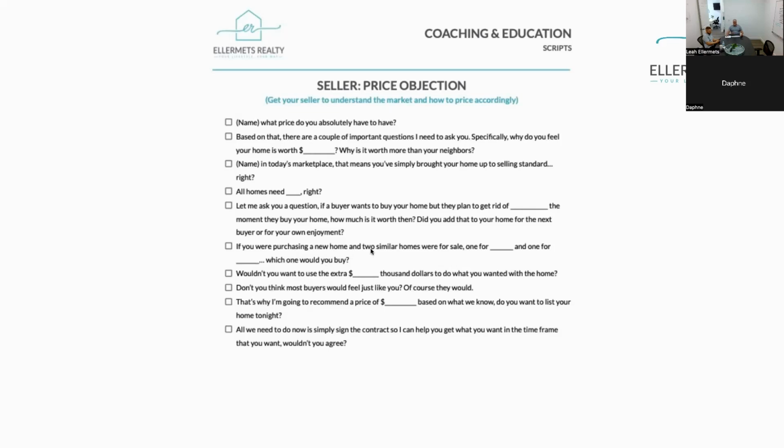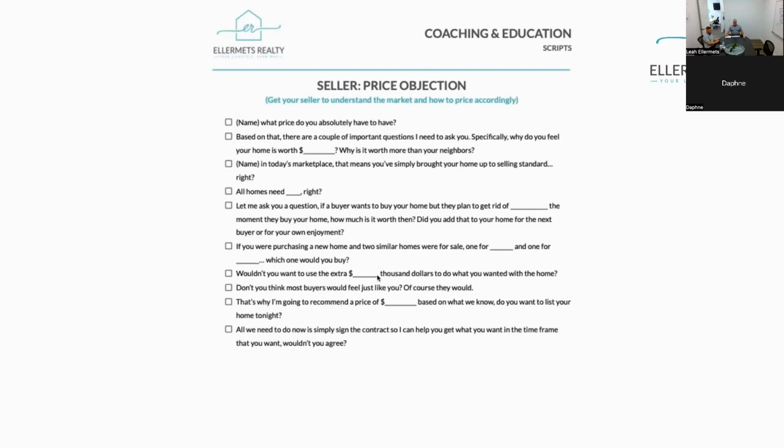Help them through this. If you were purchasing a new home, two similar homes were for sale, one for blank and one for blank. This is where you put the prices in. Which one would you buy? So you can show them what else is active on the market and the price point too. Not just in their neighborhood. This is where you pull the other comps, guys. A lot of folks don't know this trick. Pull the comps around that area within like a 5-mile radius on what that same amount of money will buy. It's an eye opener to people.